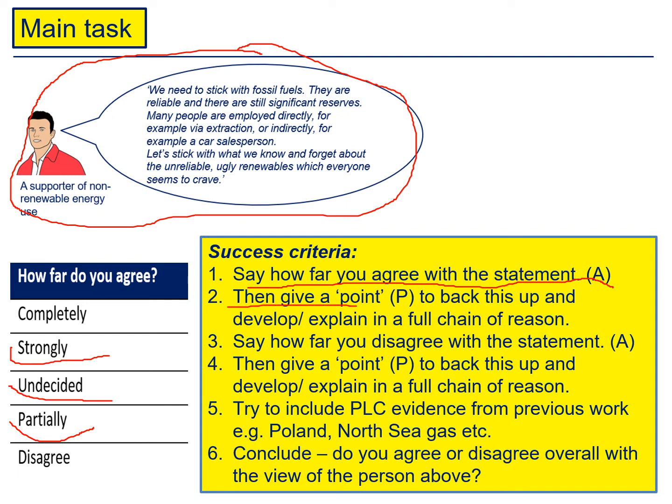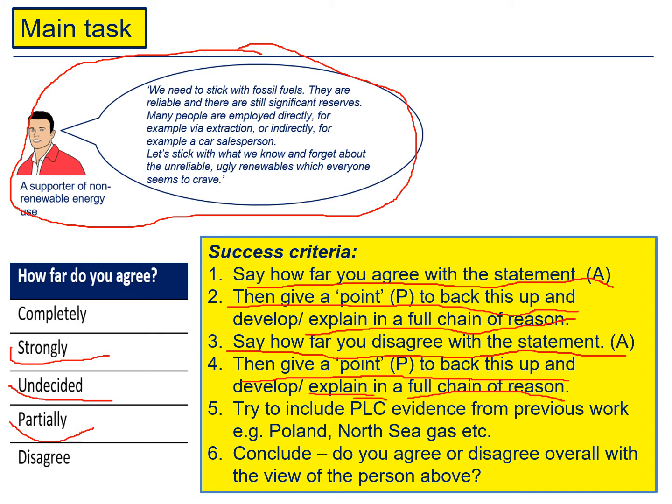Then you have to give a point to back up your reason. So why do you completely agree, strongly agree? Why are you undecided? You've got to then, guys, use a chain of reason. I believe this because here is some evidence. Therefore. Next paragraph, you've got to say how far you disagree with the statement. Again, you need to give a point to say why you disagree. Use some evidence. Full chain of reason.